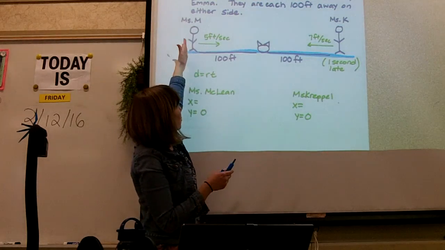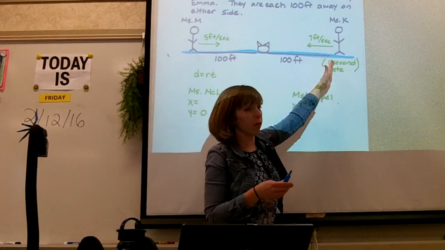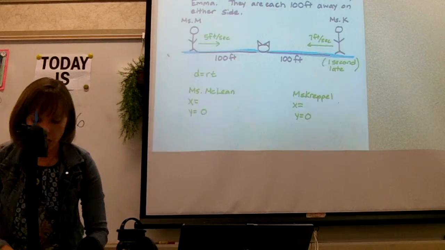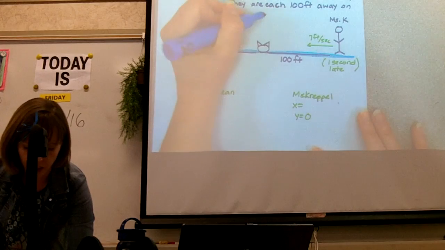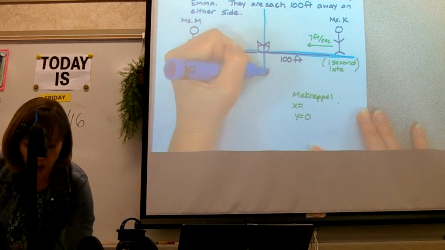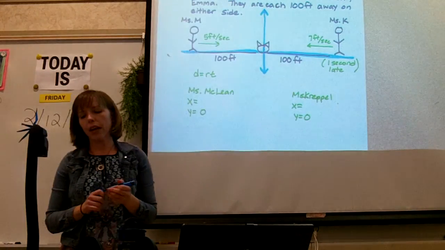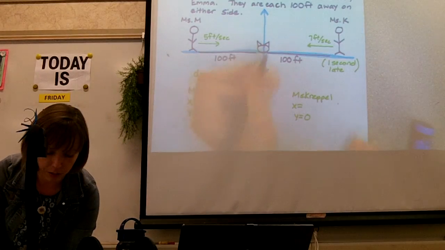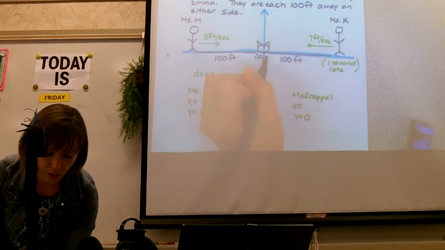There's kind of 3 logical places. You could put it on me, my cat, or Ms. Kreppel. I think a lot of people choose to put it in the middle, where the cat is in this case, but it could be at any of those places. So draw it on your diagram, and then remember that's where the y-axis is. So the cat here is like 0, 0, the origin.